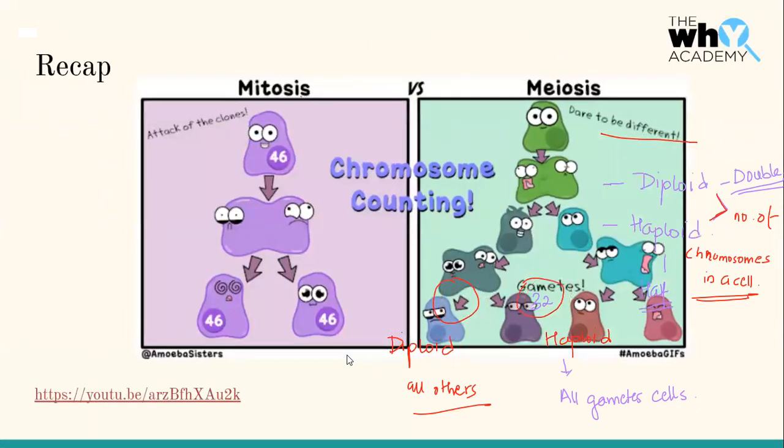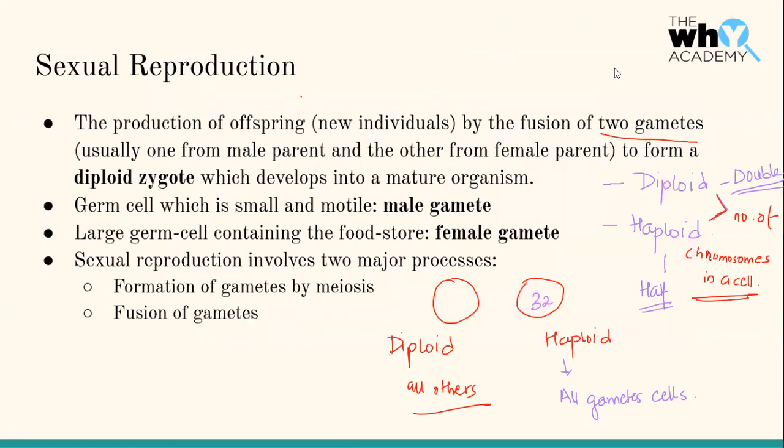the 32 and 46, right? Oh, I made a mistake. Yeah, that's what I thought. Sorry, this is reverse. Haploid refers to 23 chromosomes and diploid refers to 46.